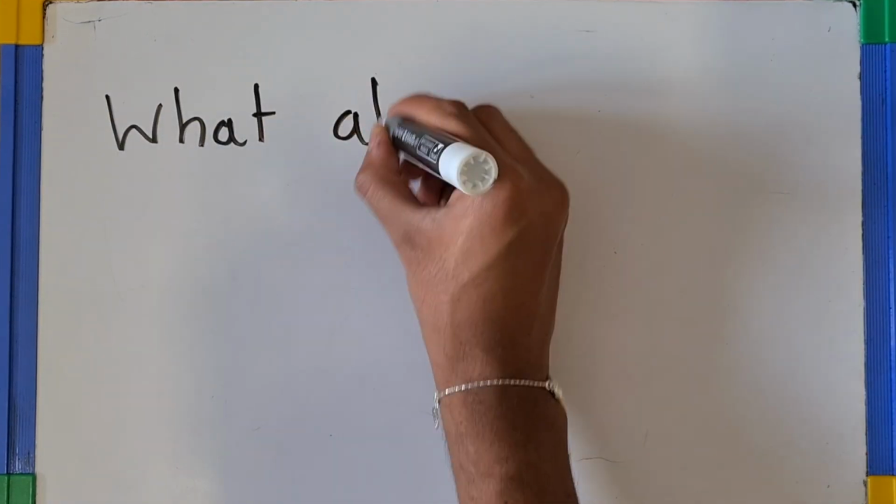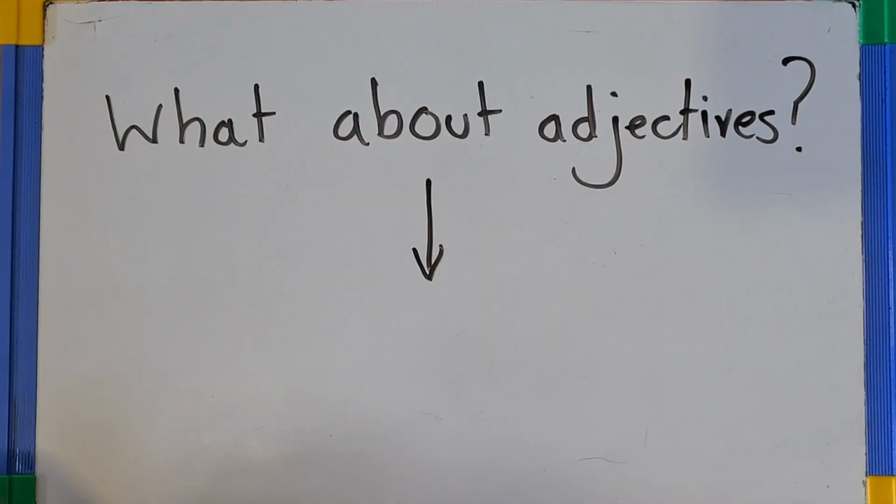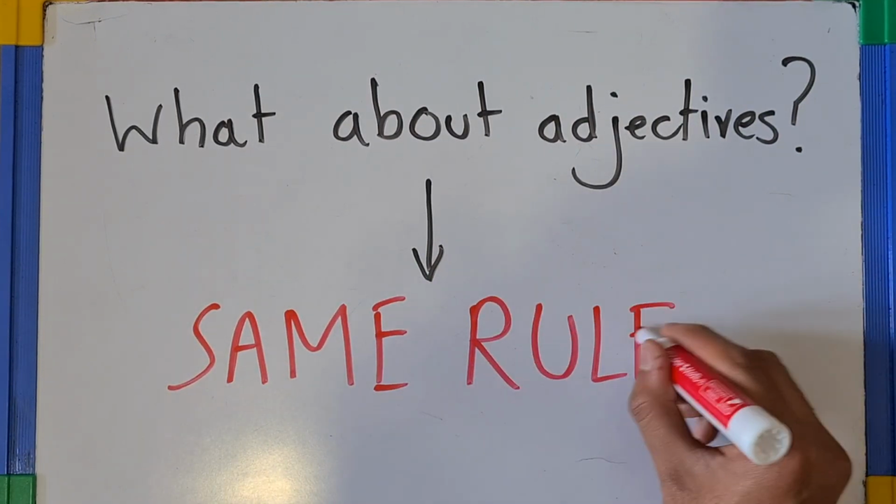Now, let's think about adjectives. Fortunately, we don't need to think too hard. They follow exactly the same rule as nouns. In the singular form, they can end in any letter, and they convert to plural form in the same way.